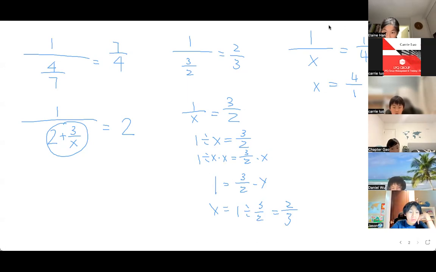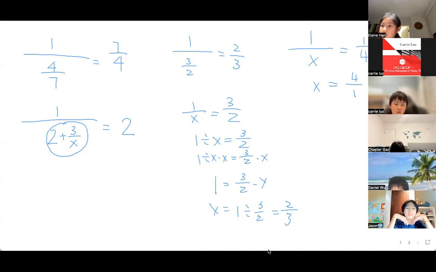Okay, so if you cannot understand this, my suggestion is just memorize them. Memorize. Yeah, just memorize them. Okay, so how do I do this?